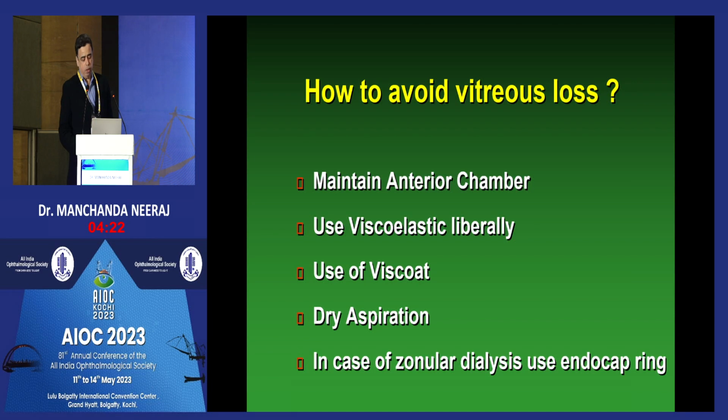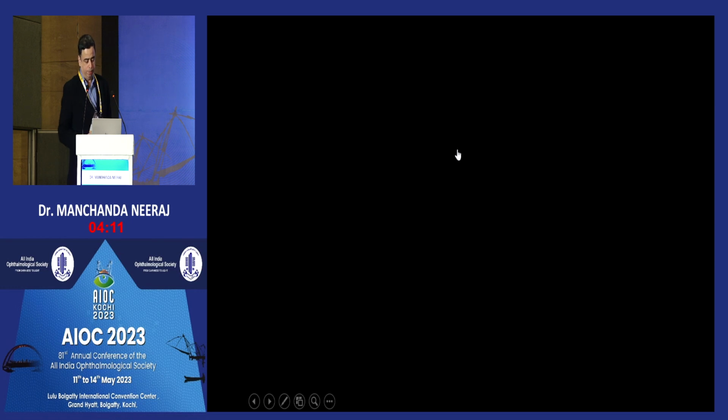So how to avoid vitreous loss? Maintain the anterior chamber, use viscoelastic liberally, use Viscoat, dry aspiration, and in case of zonular dialysis, use an endocapsular ring. So I'll show you a small video.